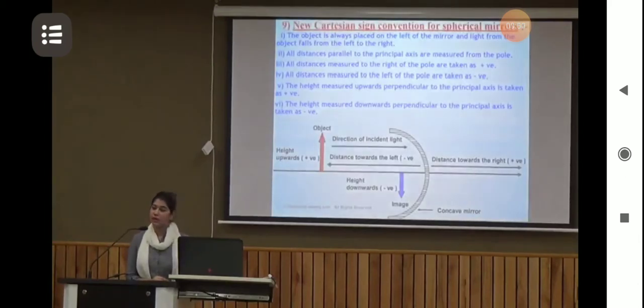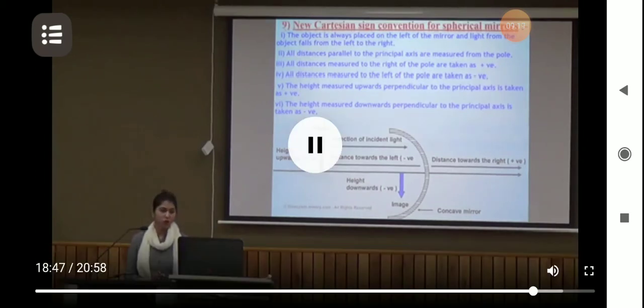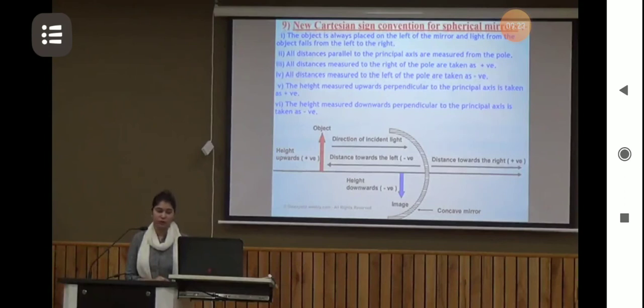Now there are certain sign conventions which we are going to follow for spherical mirrors. Whenever we take the distance of the object or any distance towards the left, we take it as negative. All the distances that we take towards the right side of the mirror are taken as positive. So if we go through the points here, the object is always placed on the left of the mirror and light from the object falls from left to right, right?